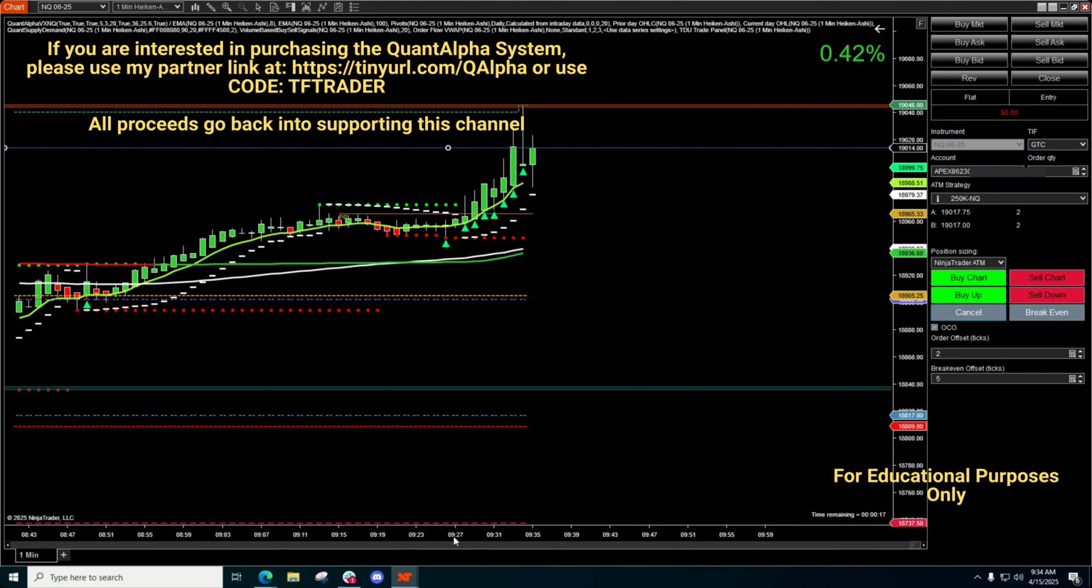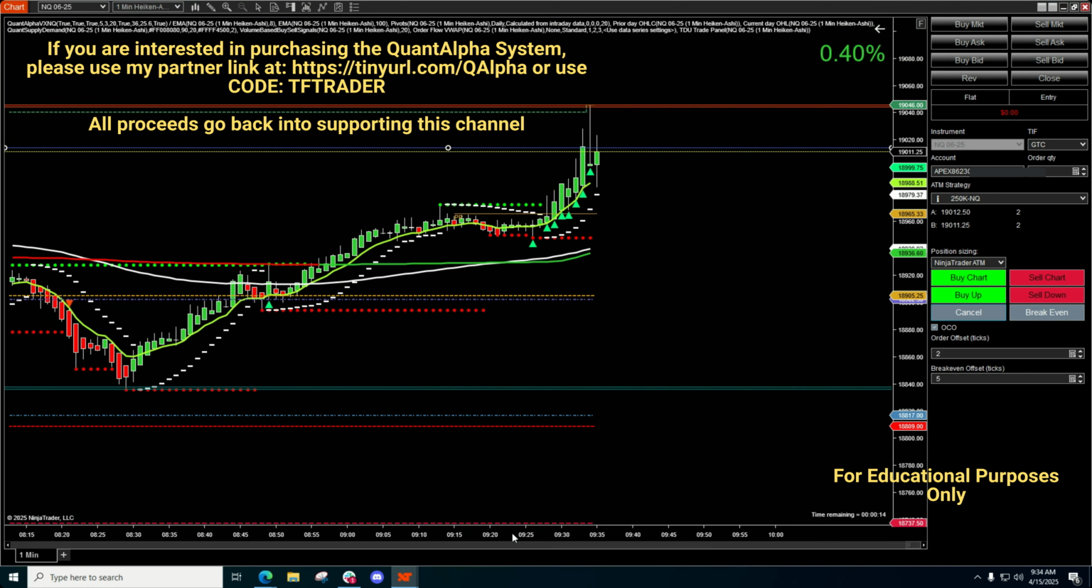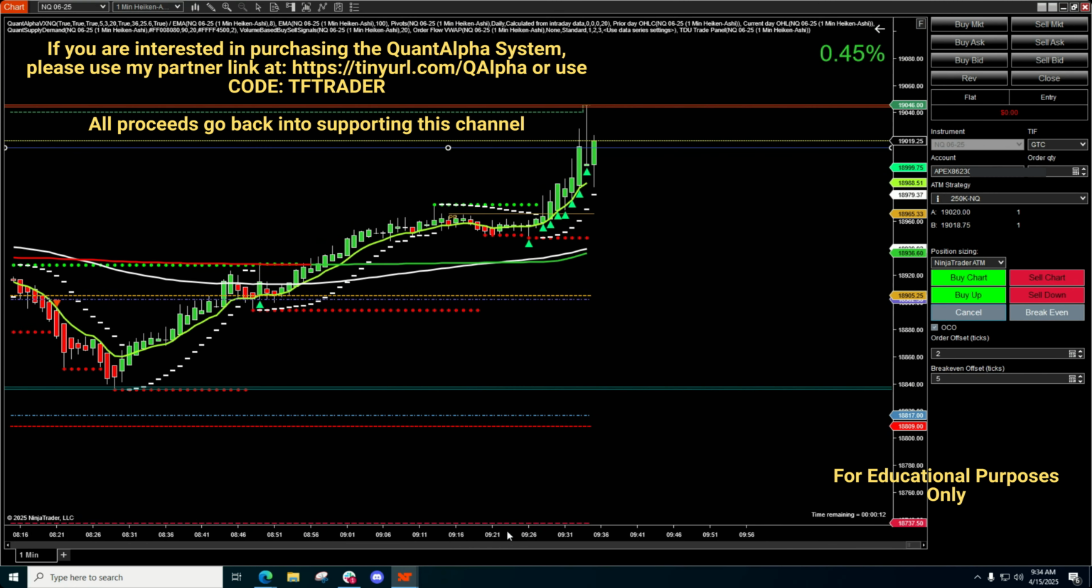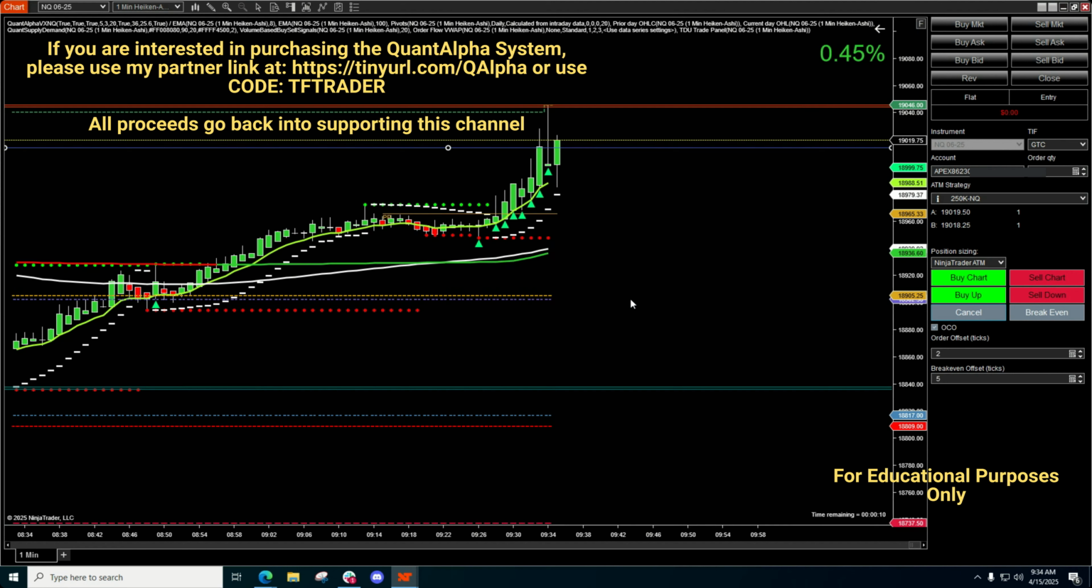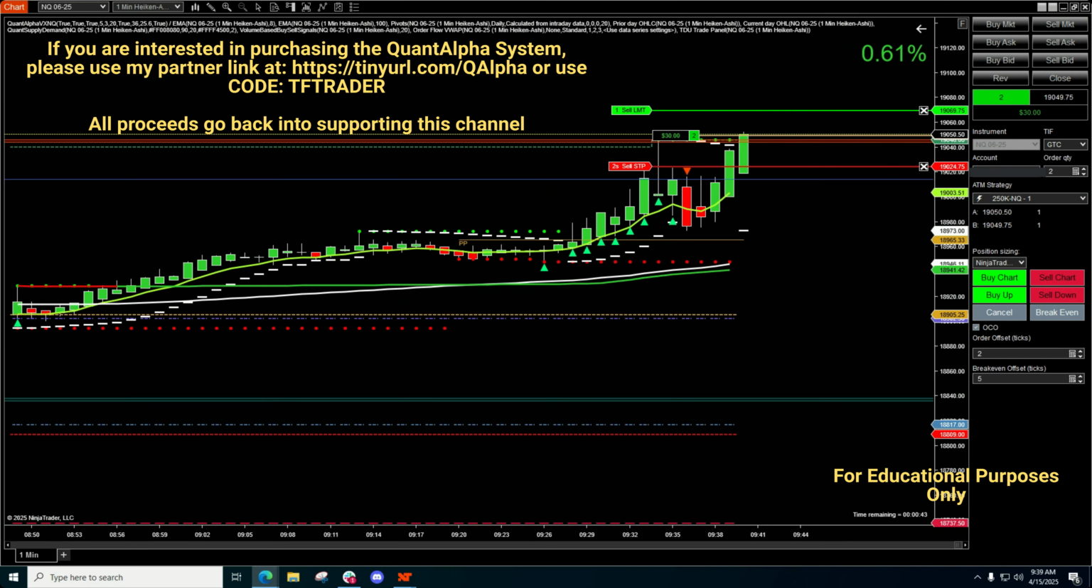But that's the Quant Alpha system in a nutshell. So we'll wait to take a trade, and then I'll review that one more time. Okay, we're in this S3 trade here. So we're going to see if we can hit our break even here.